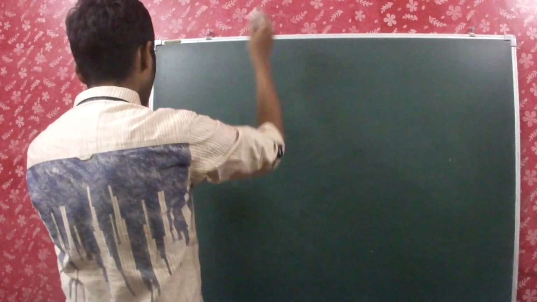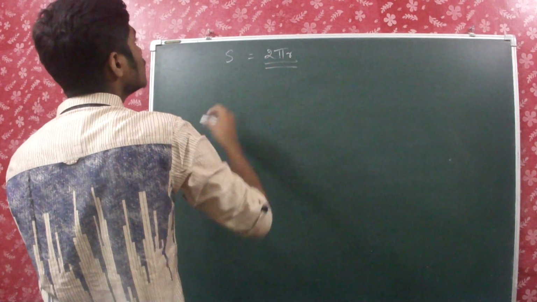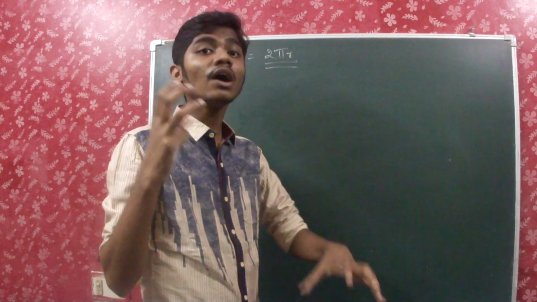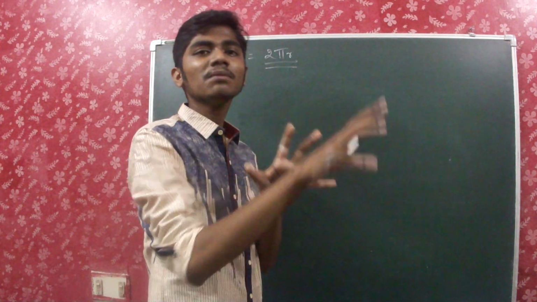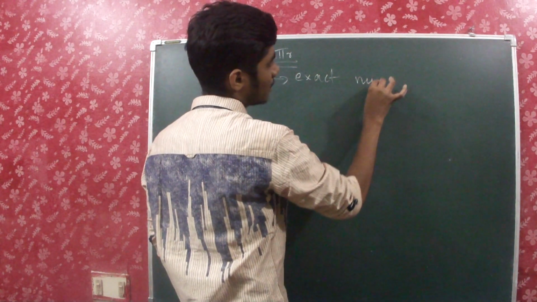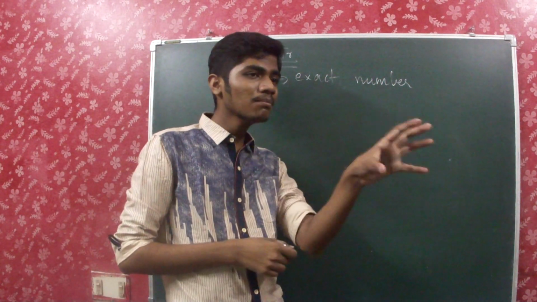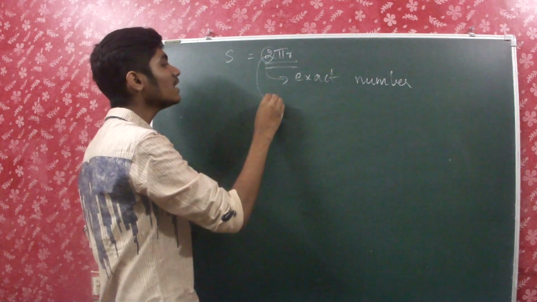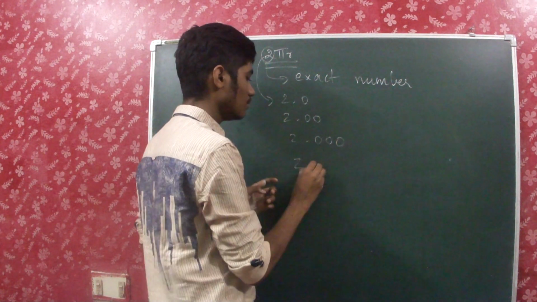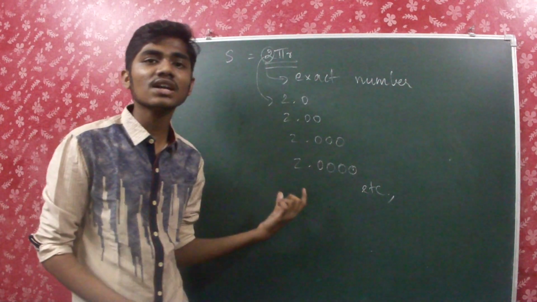And then, S is equal to 2 pi r. So what's this formula? 2 pi r, that is the circumference of a circle. I have just written this formula to make you understand how many significant figures a rough number can have. So here the number 2 is known as an exact number. Does it have any decimal or something? Have they specified anything? No. So it's just a rough number. So we can write 2 as 2.0, 2.00, 2.000, then 2.0000, etc.